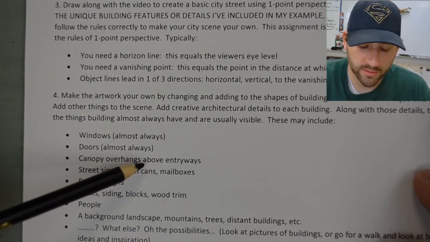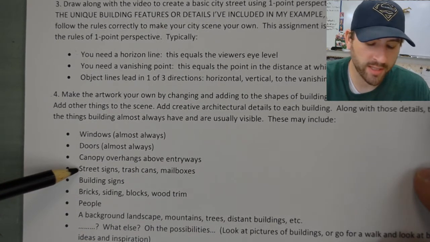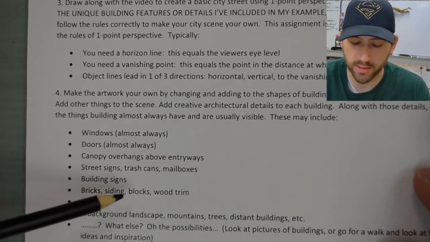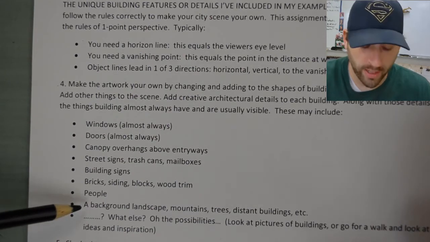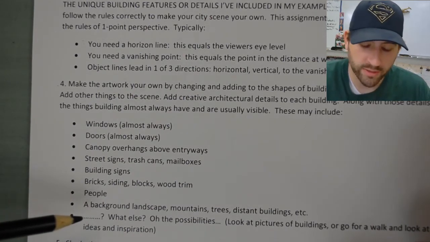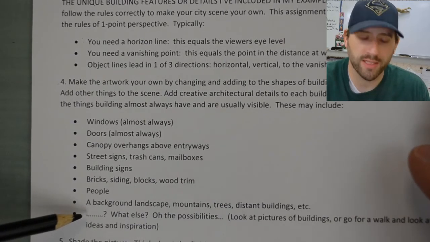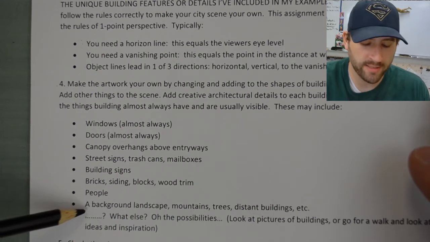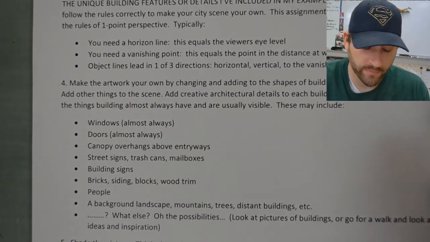Canopy overhangs over entryways, street signs, trash cans, mailboxes, building signs, bricks, siding, blocks, wood trim, people, adding a background, mountains, trees, distant buildings. And then what else? There's so many possibilities. I didn't make a full list of things that you could add to this scene. I want you to be creative and think of your own ideas.